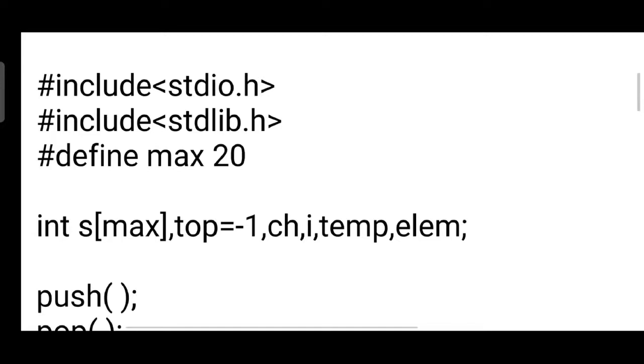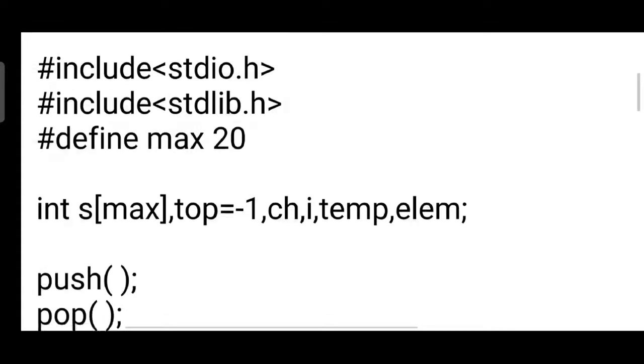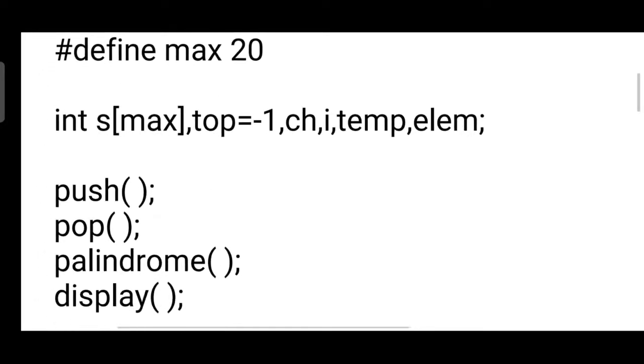The initial value of top should be -1. This is a must for stack. Then other variables: ch for choice, i for iterator, temp and element. These are the variables we are using. You will come to know their usage. These are all the global variables we have declared, so in the global section only they are declared as global variables.